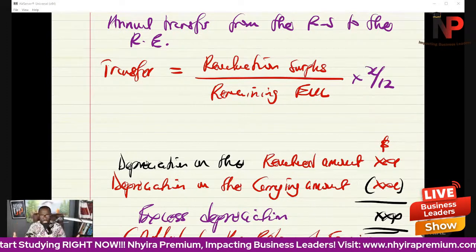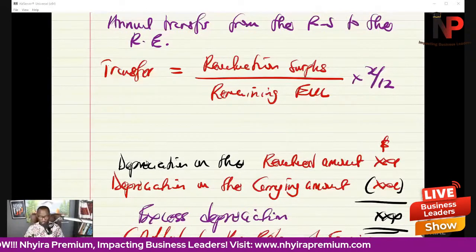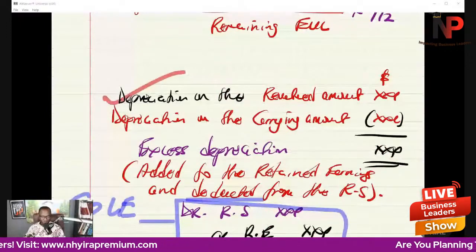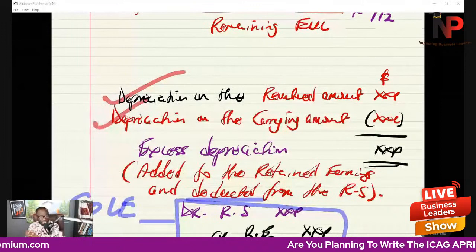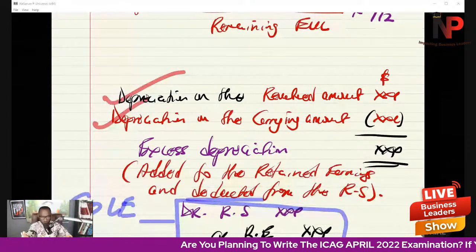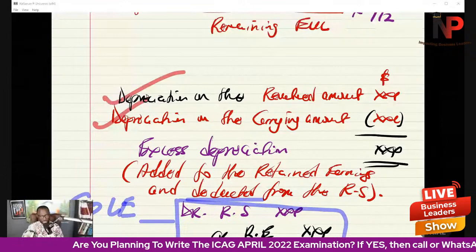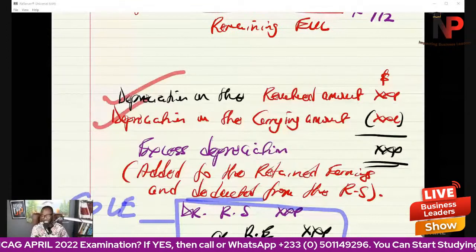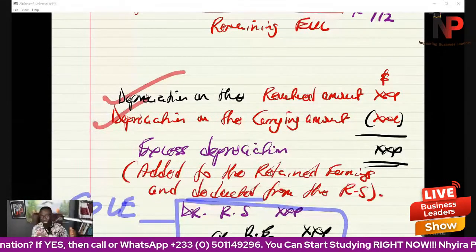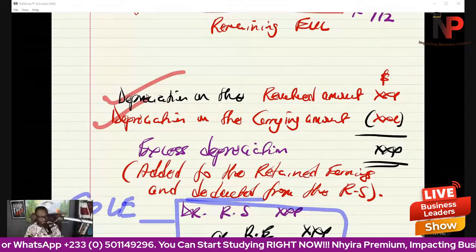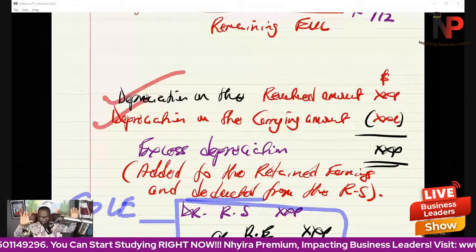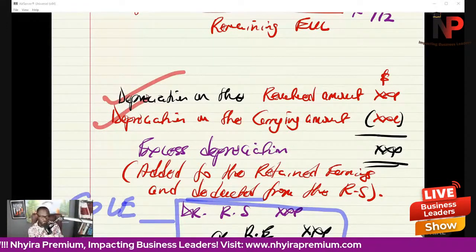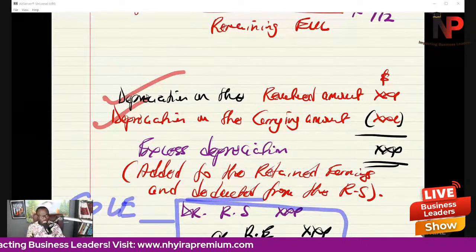How do we get that transfer? By comparing the depreciation based on the revalued amount and the depreciation based on the carrying amount. The difference between that is the excess depreciation, and that excess depreciation is added to the retained earnings and paid out as dividend to the shareholders. So you add that to the retained earnings and subtract that from the revaluation surplus. And that is what we say: the journal entry is to debit the revaluation surplus and credit the retained earnings. Are you getting the explanation so far? So that is the default treatment for revaluation. But we're saying that there is also an alternative treatment.